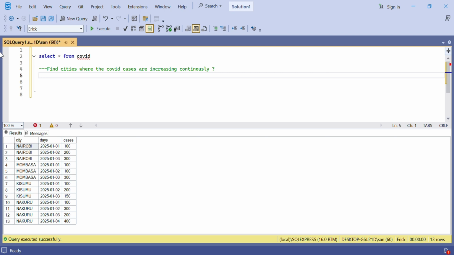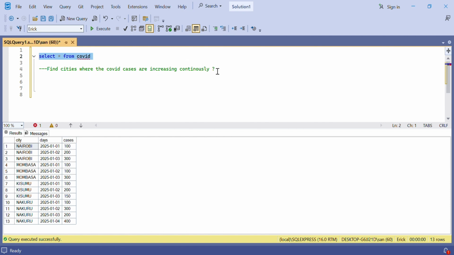So in today's video we are going to solve a very interesting SQL interview question. Let's go straight to the question. We have this table containing COVID information, and the question is: find cities where the COVID cases are increasing continuously.